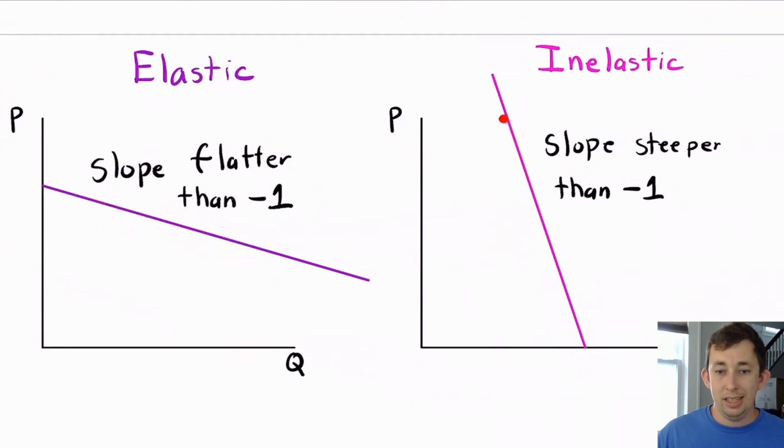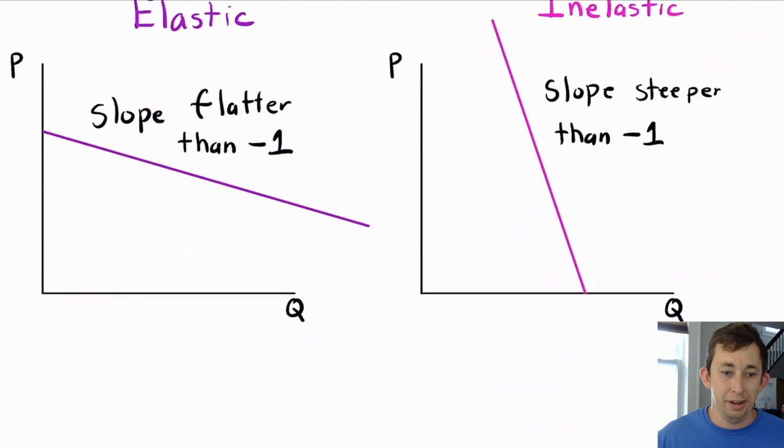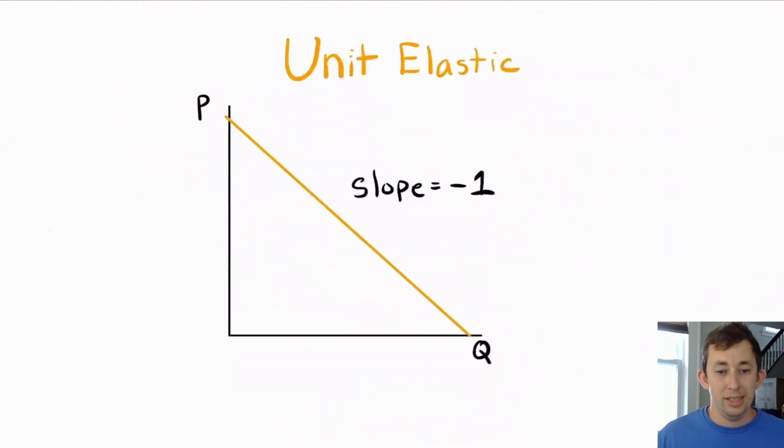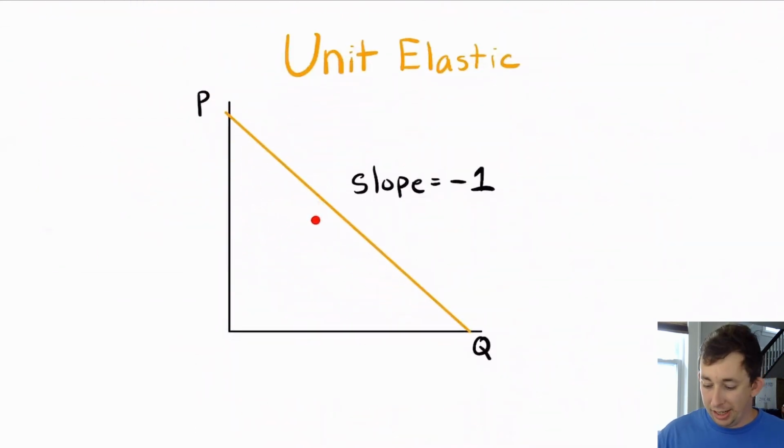If I'm inelastic, my slope is pretty steep. So here with the price elasticity of demand, my slope is steeper than -1. Notice that that means here price changes a lot, but my quantity doesn't really change. So again, my percentage change in quantity is less than the percentage change in price. Over here, when I'm elastic, my percentage change in quantity is greater than my percentage change in price. And if I'm unit elastic, my slope is exactly -1. The percentage change in price is exactly equal to the percentage change in quantity.